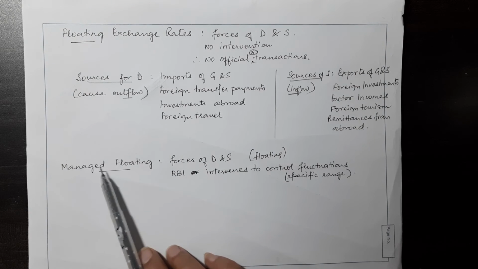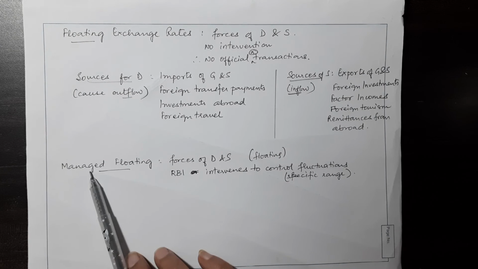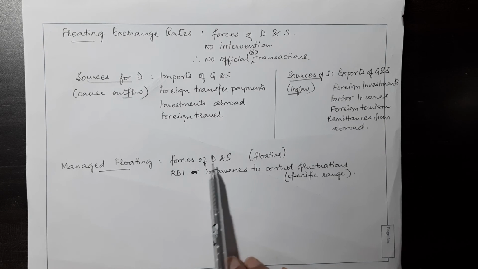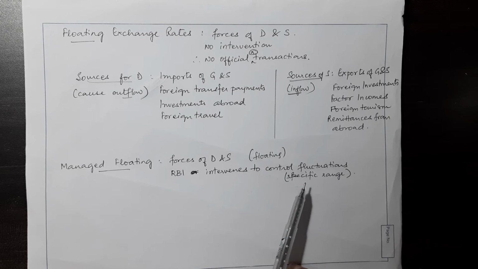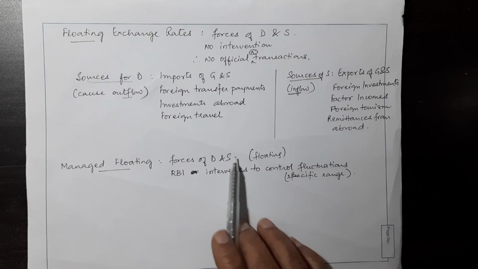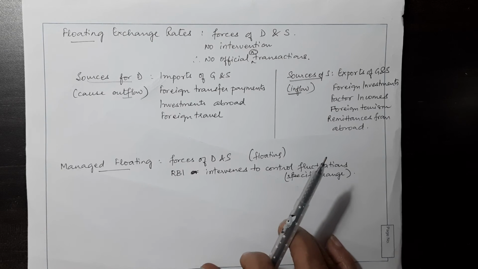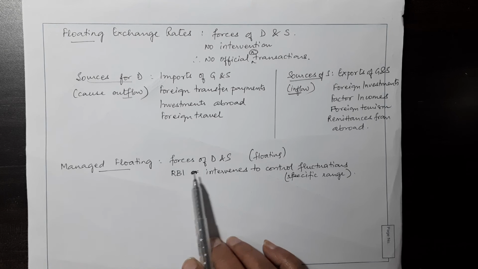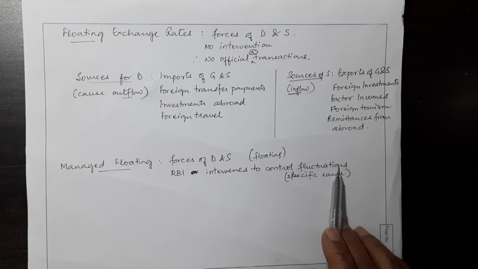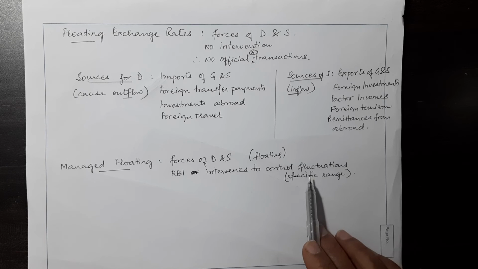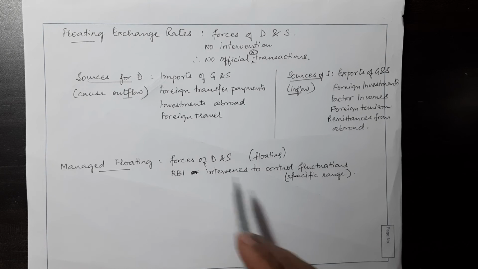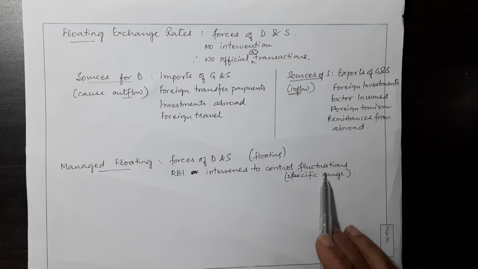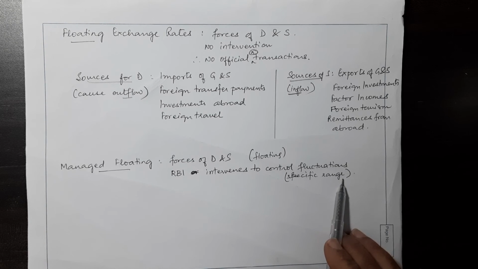Then the last of it is managed floating rate. So the name itself tells us the floating rate is managed. Here it's a combination of both the floating exchange rate as well as the fixed exchange rate. The forces of demand and supply determine the foreign exchange rate, which is the floating part of it, and the RBI intervention to control the fluctuations in the foreign exchange rate would be that of the fixed exchange rates. So here the exchange rate would be within a specific range, right?